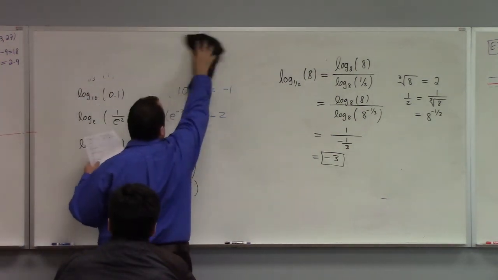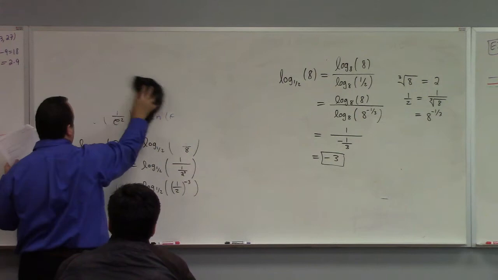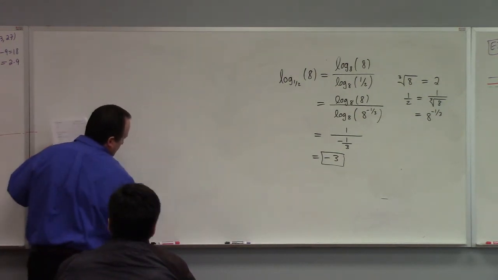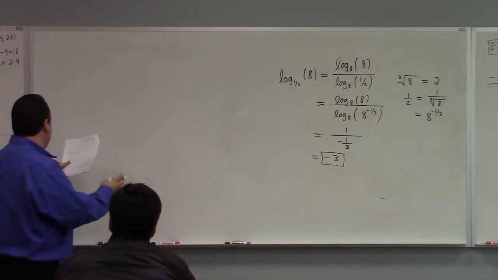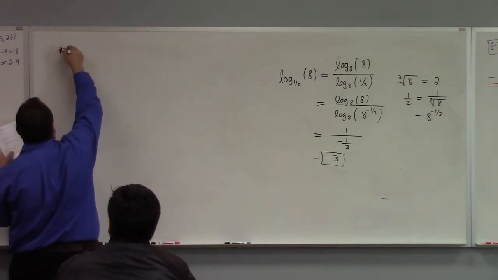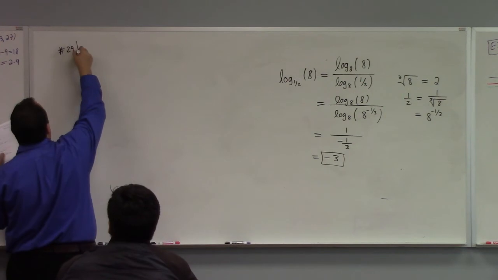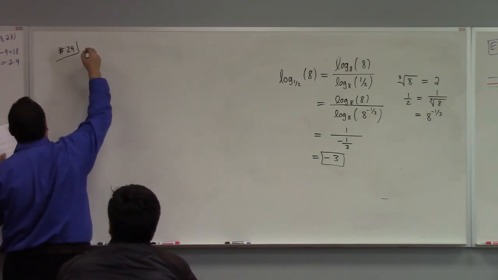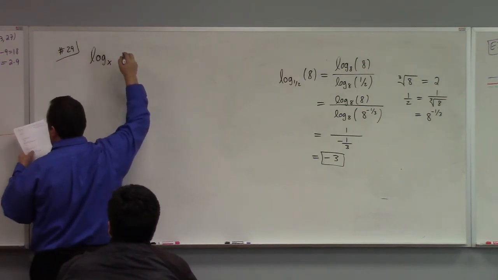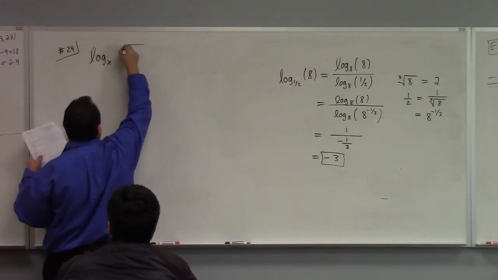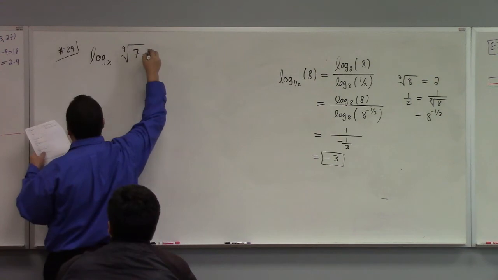I don't think we quite came to an example like this last class, so this problem is kind of important. It's really the only one that's like this, number 29. And so here it is: log base x of the 9th root of 7 equal to x.